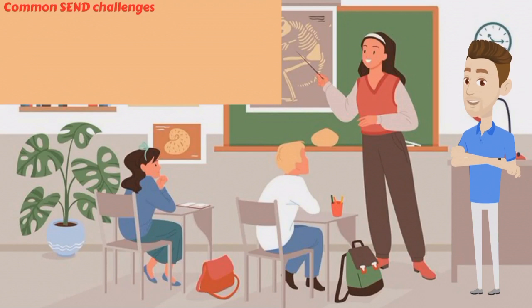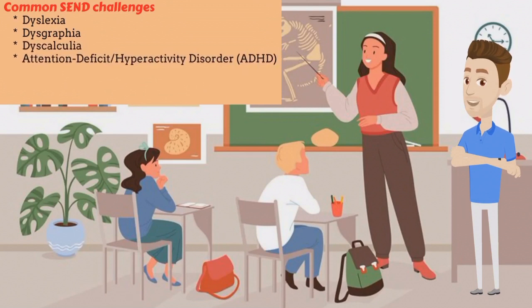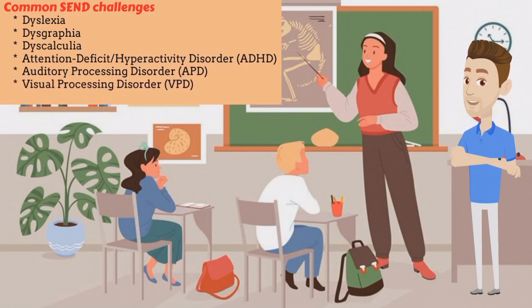There are several common types of learning disability that students may experience in mainstream schools. Here are some: dyslexia, dysgraphia, dyscalculia, attention deficit hyperactivity disorder, ADHD, auditory processing disorder, APD, visual processing disorder, VPD, and of course autism, ASD. This video is an overview about each disability and how it may impact learning.